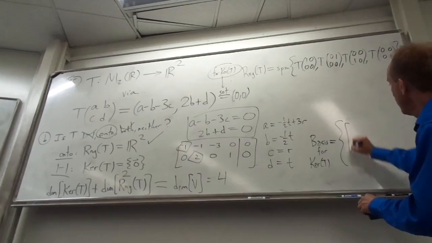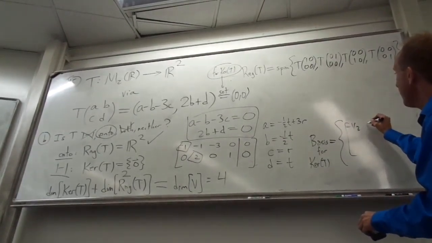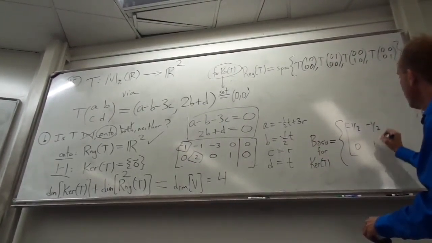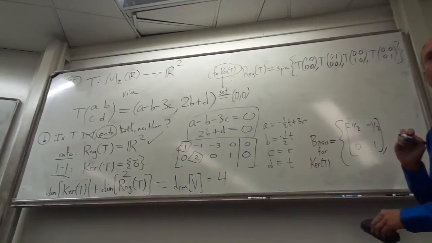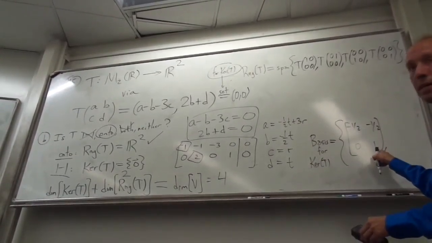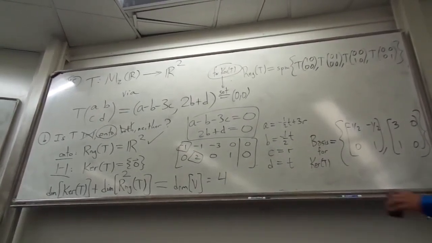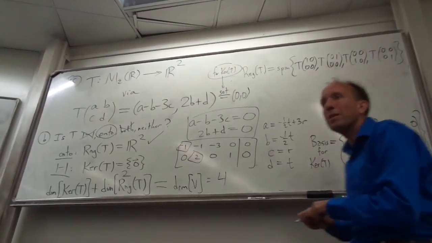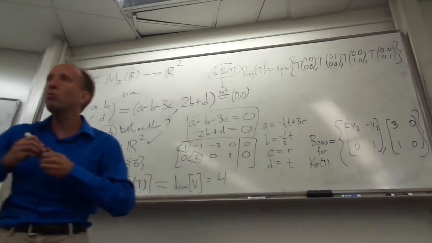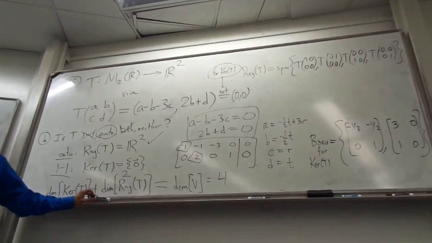So in other words, the -1/2, -1/2, 0, and 1 would look like a 2 by 2 matrix. A, B, C, and D. Right? And then the second matrix would just be 3, 0, 1, 0. And that would be your basis. Okay? And so there's your basis for the kernel of T. So they're each two-dimensional. Make sense?